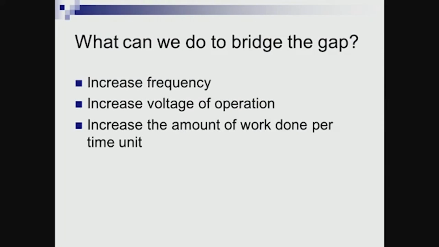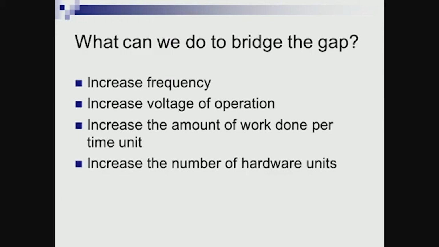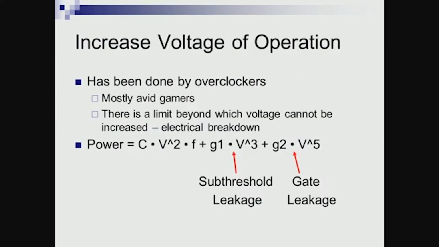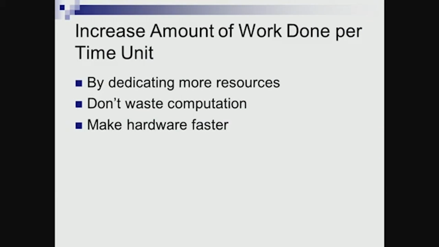We can increase the frequency, we can increase the voltage of operation, we can increase the amount of work done per time unit, and we can increase the number of hardware units. These are the 4 different ways by which I could make the computer faster. Increasing the frequency has already been attempted for a long time, and an increase in frequency need not necessarily give you better performance. Also, increasing the frequency increases the power consumption. If I increase the voltage of operation, certainly your power also increases by a large quantity. So the best thing is to increase the amount of work done per time unit.